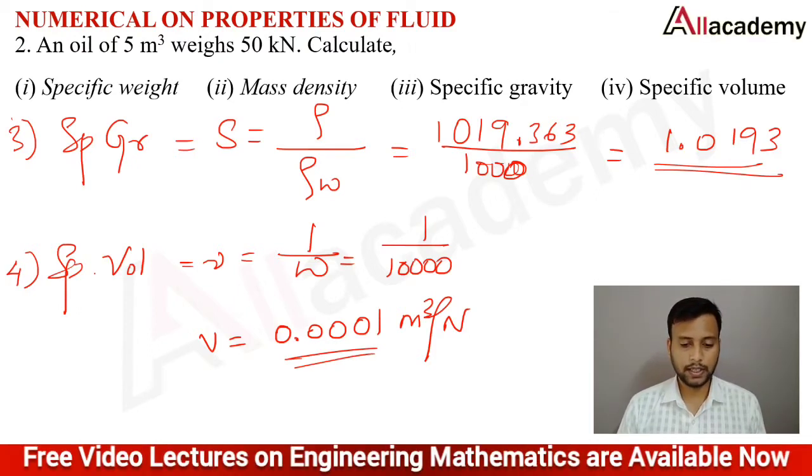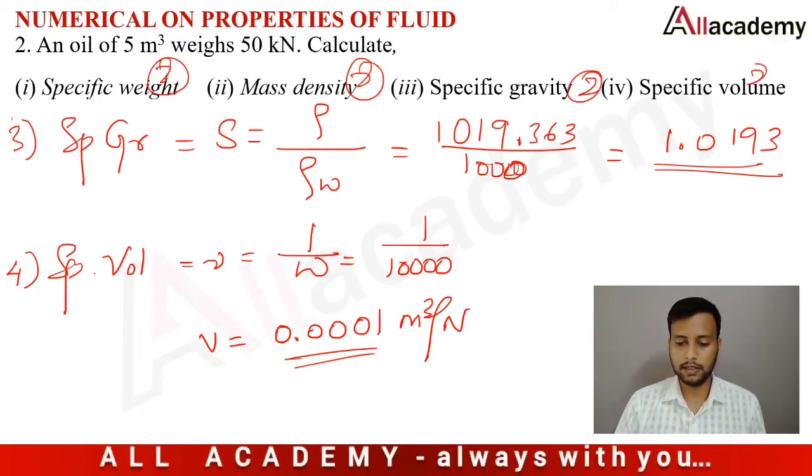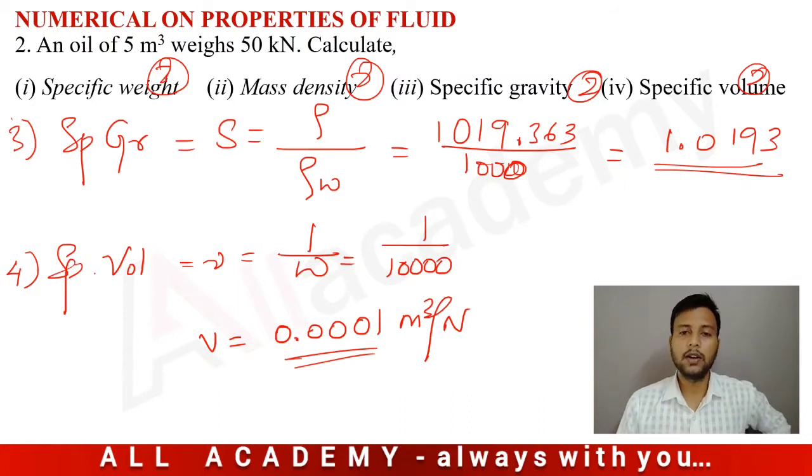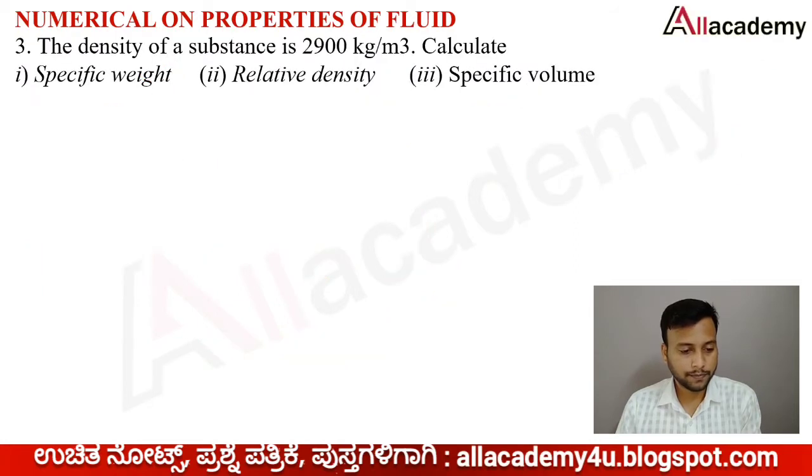Here 2 marks will be allotted for each correct answer. Here 2 marks, here 2 marks, and for this one 2 marks. So a total of 8 marks. So let us move to the next question.